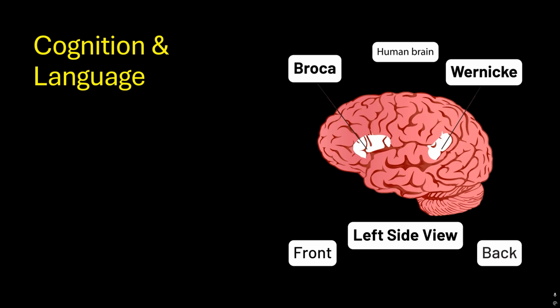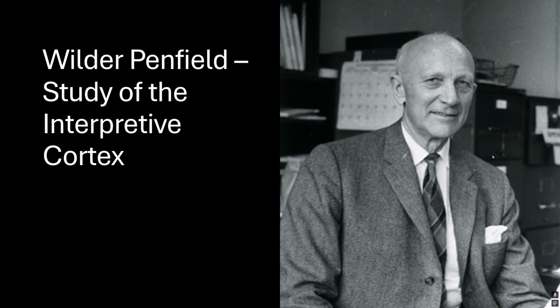Cognition and language. Here we have highlighted in white Broca's area, and this is responsible for our speech production. Damage to this area can lead to what is called Broca's aphasia, and that leads to difficulties in forming speech. We also have Wernicke's area, again highlighted here in white, and this is highly responsible for our language comprehension. Damage to this area can lead to Wernicke's aphasia, so we can have fluent speech, but it can be quite nonsensical.